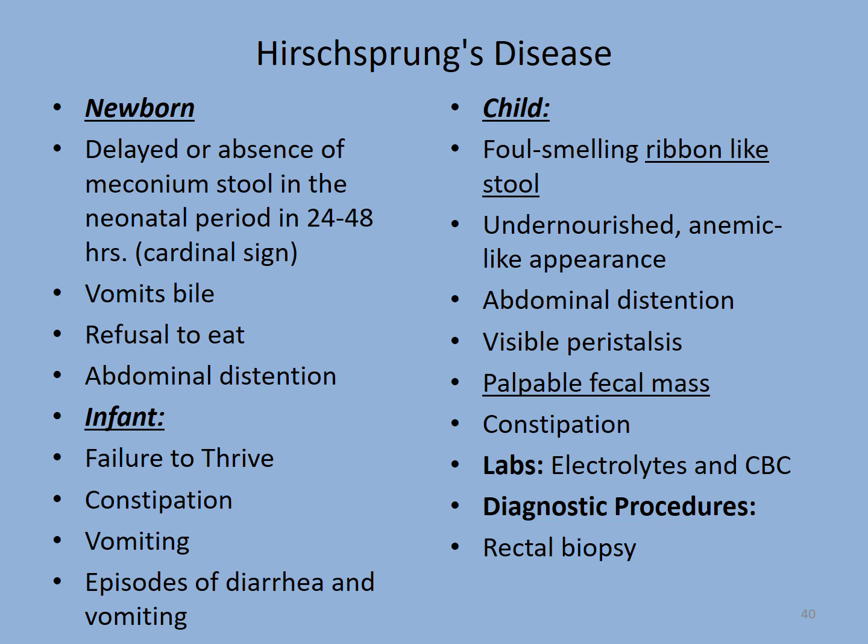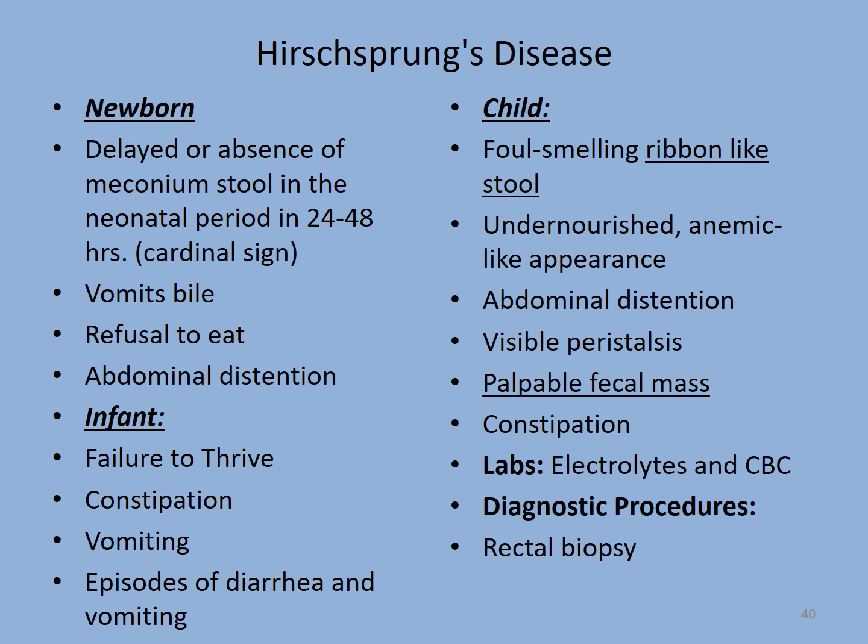The child will have foul-smelling ribbon-like stools. So Hirschsprung's has ribbon-like stools. That's the classic symptom of it, ribbon-like stools. Where intussusception has the currant jelly stools. The child will appear undernourished and anemic. He'll have abdominal distension and visible peristalsis. It's kind of like their tummy spasming, because there's no ganglion cells there to control it. You can palpate a fecal mass. Of course, you'll see it on x-rays as well.